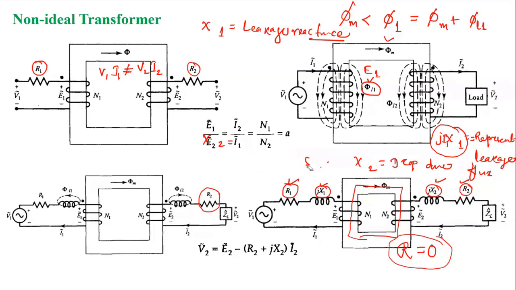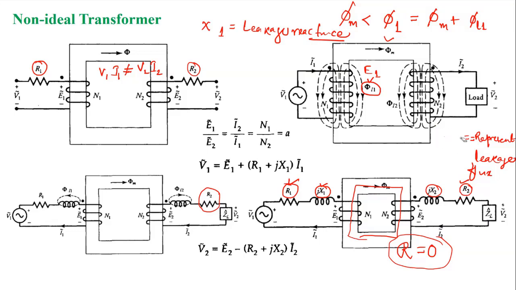Obviously E1 by E2, that is the induced EMF ratio, will be equal to I2 by I1, which is nothing but N1 by N2, right? So it will be equal to a, the transformation ratio. Now if I write the terminal voltages of both sides of the transformer, E1 and E2 are the induced EMFs, and V1, V2 are the terminal voltages, right?